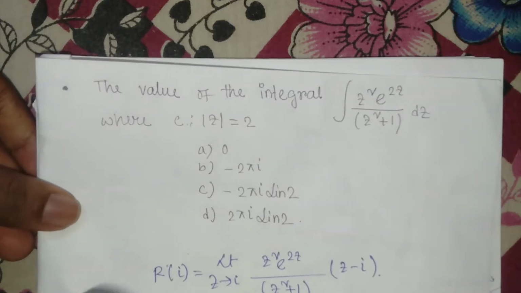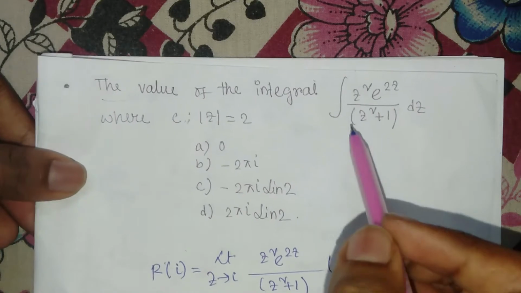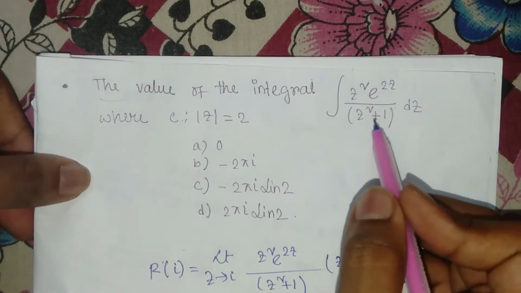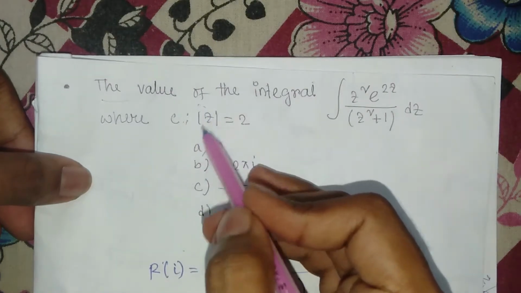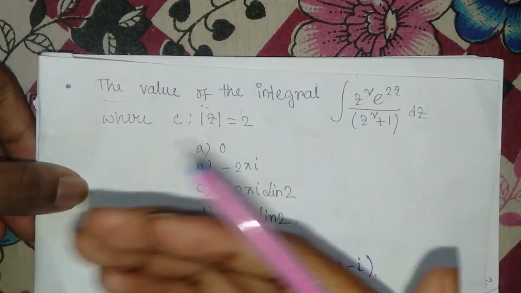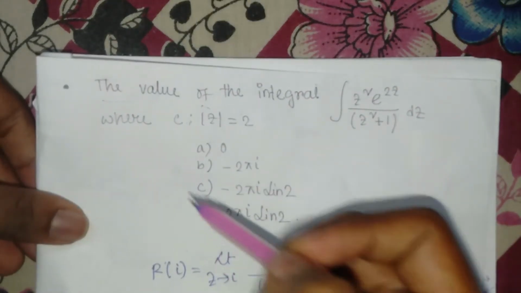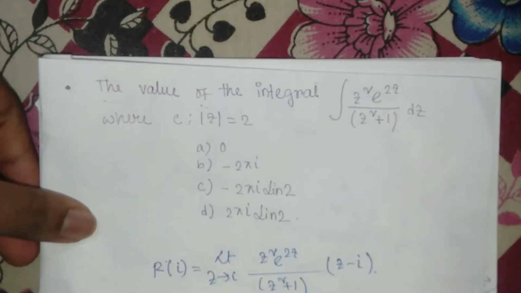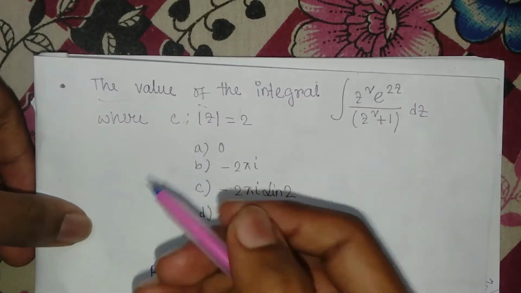Welcome to the GateShare. Today our new problem is the value of the integration of z square e to the power 2z divided by z square plus 1 dz, where the closed contour is given as mod of z equals 2. Mod of z means either plus 2 or minus 2. Options are given. First, in this problem we use residues, and previously we learned the residue formulas.